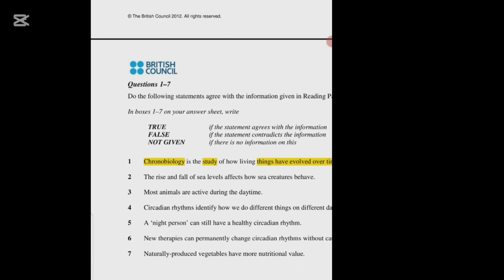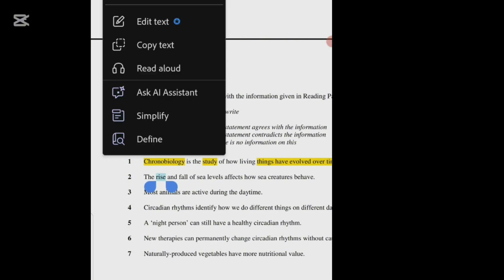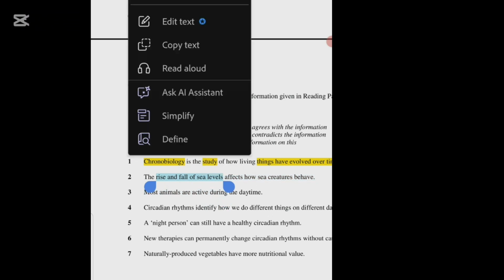Yes. The next question: the rise and fall of sea levels affects how sea creatures behave. So keywords: rise and fall of sea levels, so we want to highlight that.